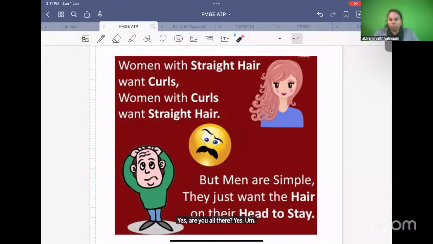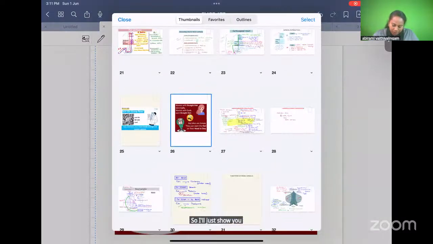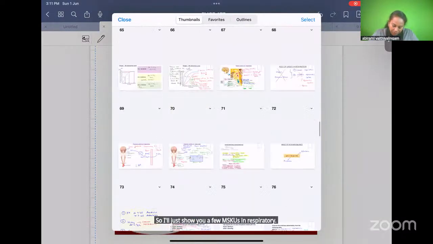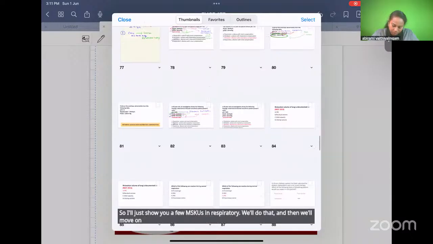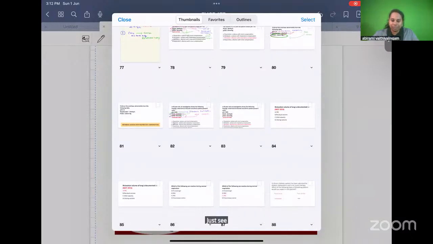Since some of you wanted MCQ discussion, I'll show you a few MCQs in respiratory. We'll do that and then we'll move on to the CVS. Just see if you're able to answer this. Yes, all of you wake up, please.